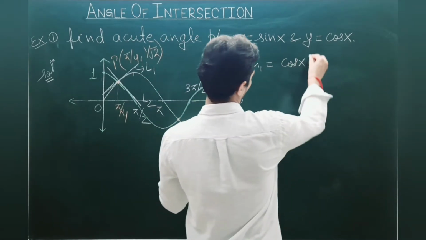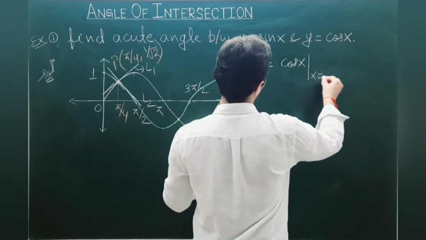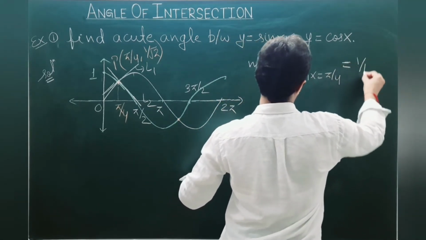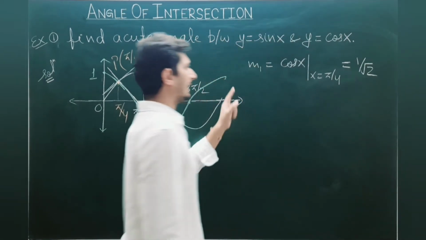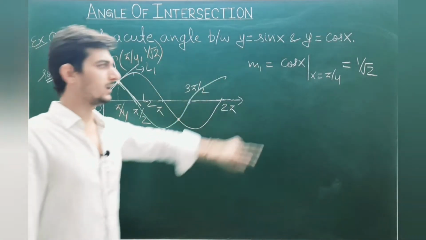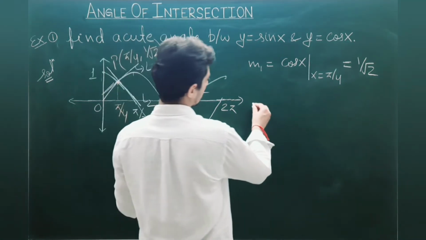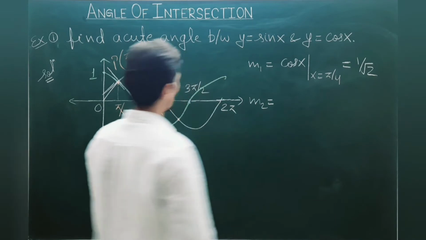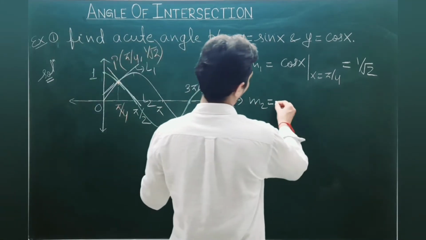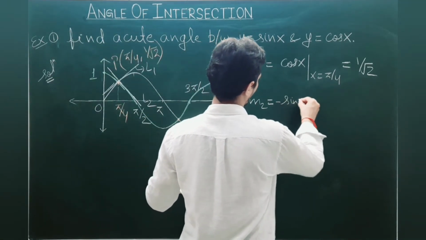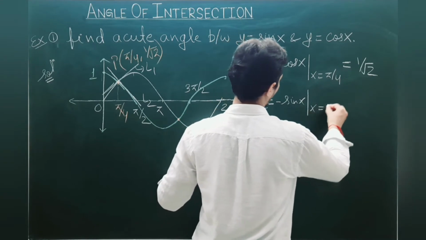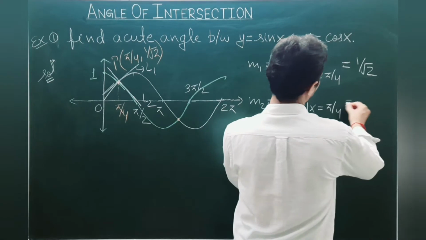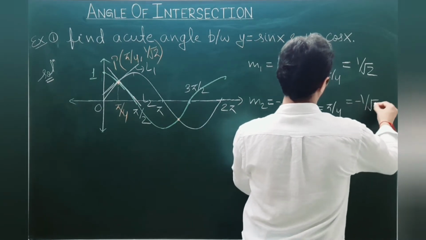Now the point is at x equals pi by 4. Therefore cos pi by 4 is 1 by root 2. The slope of the line L1 is m1, which is 1 by root 2, and the slope of the line L2, m2, will be the derivative of cos x, which is nothing but minus sin x, and again x is pi by 4, so this will give you minus 1 by root 2.